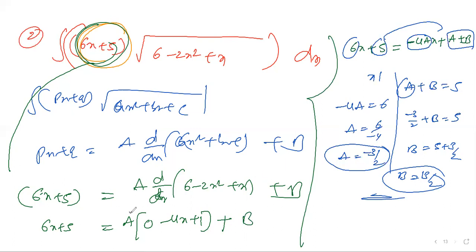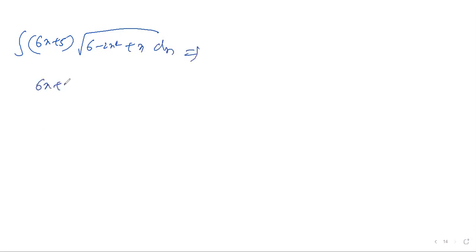So substitute the value over here. a and b values in this. I'll take the question on the next page. Question is integration of 6x plus 5 by under root of 6 minus 2x square plus x, dx. After I substitute what I got: 6x plus 5 is equal to a, the value of a is how much? Minus 3 by 2 into, inside the box what value you get? 1 minus 4x, plus b, how much do you know? 13 by 2. Clear or any doubts? Yes, sir. Okay.